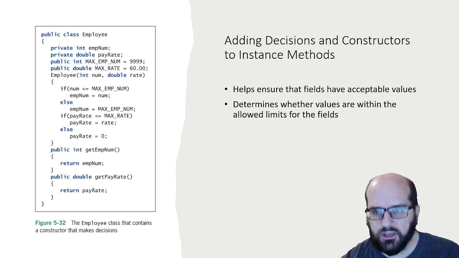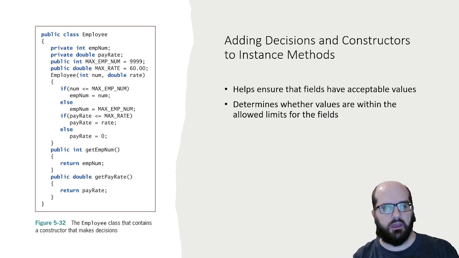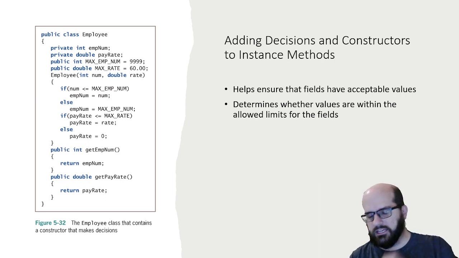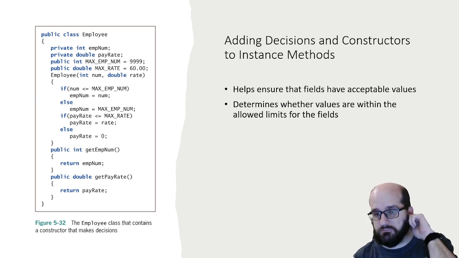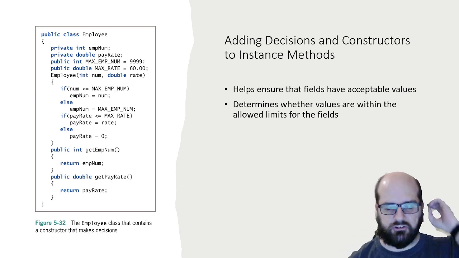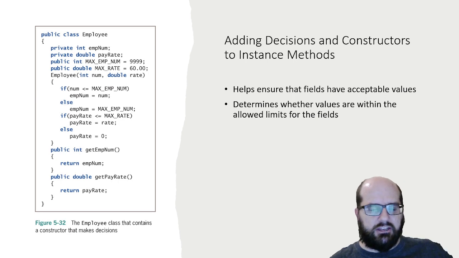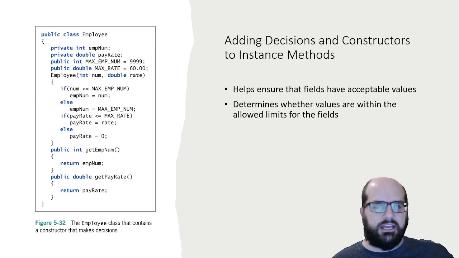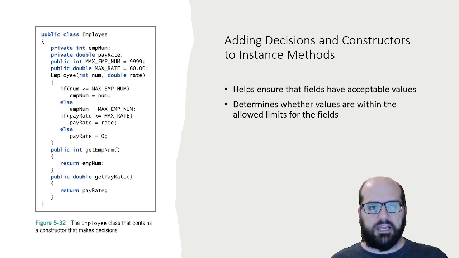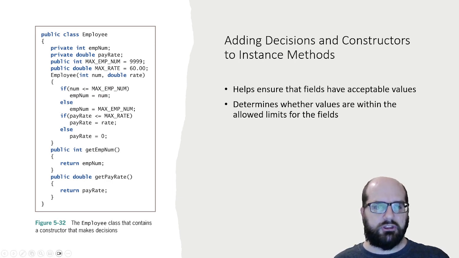All right. You can also use a conditional statement to control assignment of a variable within a constructor. In this employee class here, we've passed in a number and a rate. And if we don't pass in the correct number, like if the number is less than the max employee number, it's going to assign number to employee number. Else, we're going to give that employee the 9999 number. And the same thing is true with the max rate.